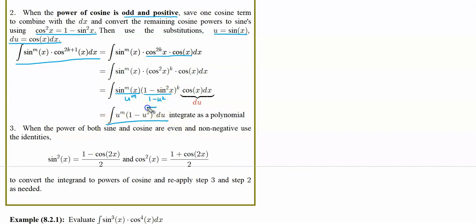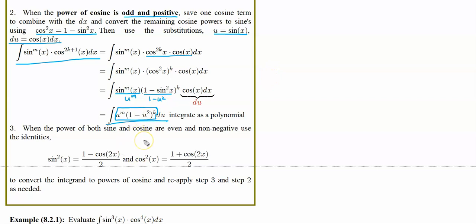And once again, this is going to be an integral involving a polynomial in the variable u. You can FOIL it out and it would be a polynomial in u. And then you can integrate it. We know how to integrate polynomials. And then after you integrate it, replace all the u's with sine x, and you'll get your answer to the original problem.